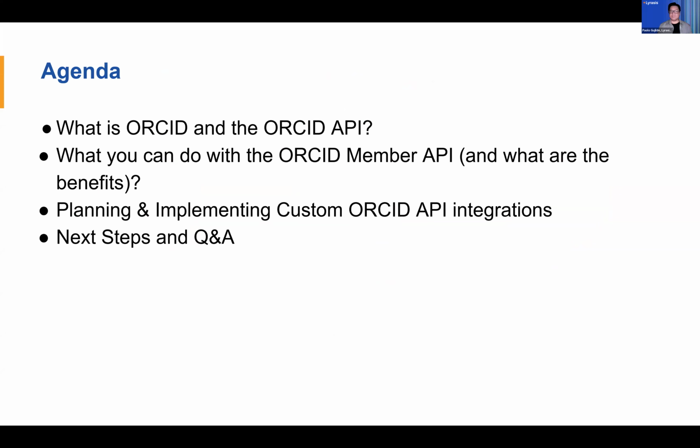Quickly, this is our agenda for today. We will have a quick overview of ORCID and the ORCID API. We will also look into what you can do with the ORCID member API. So the member API will be our main focus today. And Sheila will then go ahead and talk about planning and implementing custom ORCID API integration. So that's actually a big chunk of our conversation today. And then we will open it up for a Q&A, and of course, we will have some next steps that you can take at your organization.